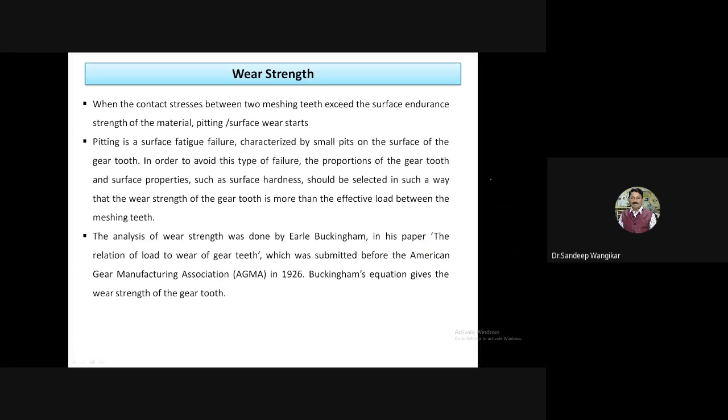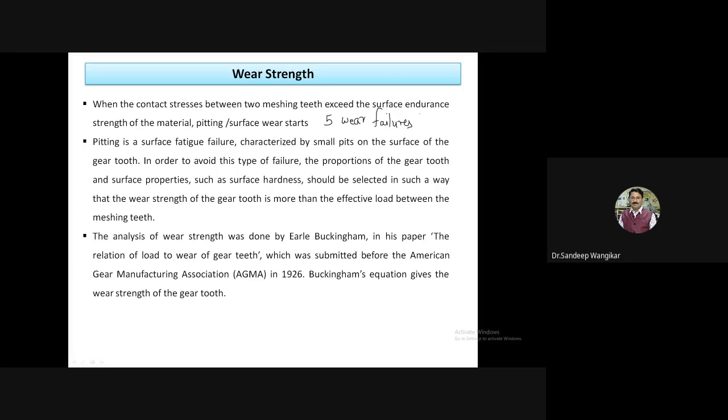After beam strength, the main important consideration is wear strength. When the contact stresses between two meshing teeth exceed the surface endurance strength of the material, wear failure, pitting, surface wear, scratches, etc. will start. We have already discussed the causes and remedies. We have discussed five different types of wear failure.